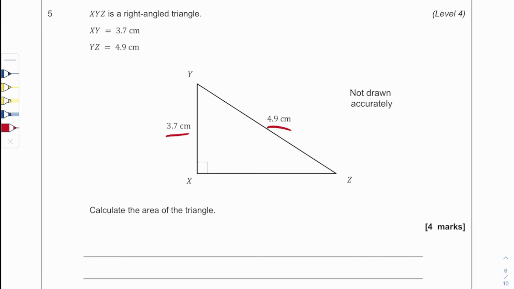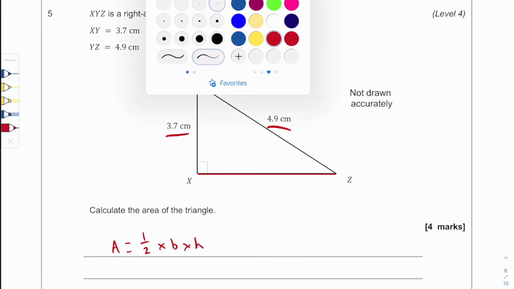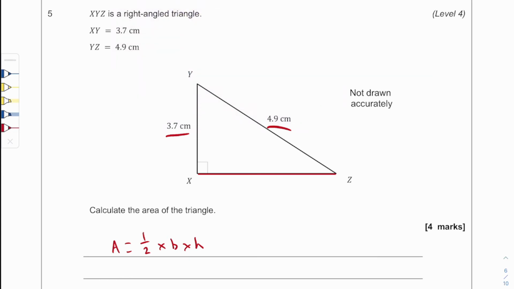Okay, so to work out the area of a triangle, we need to write down our formula, which is A for area is equal to a half times the base times the height. Now the base is this length here, and we don't know that length, so we need to work it out. So to work out this length, we're going to have to use Pythagoras.